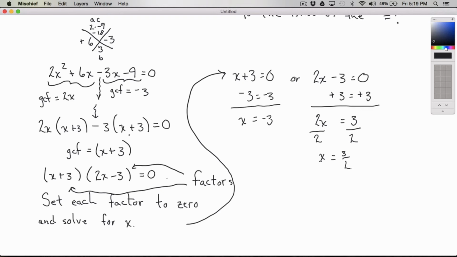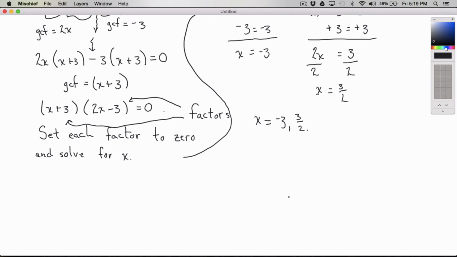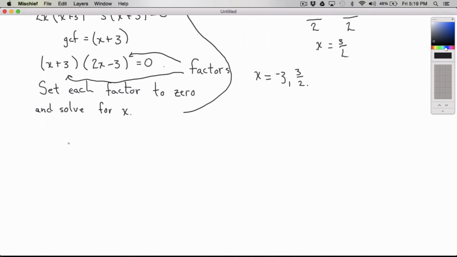Then you can always check to make sure that your solution is correct by entering both of your solutions into the original equation, and it should make the equation true. So I'm pretty comfortable with our solutions, so I'm going to write these down. Negative 3 and 3 halves. Those are my solutions. But for the sake of illustration, let's just check and make sure that we did this correct. So let's pick the fraction. Fractions seem to be a bit of a struggle. So check x equals 3 halves is a solution.